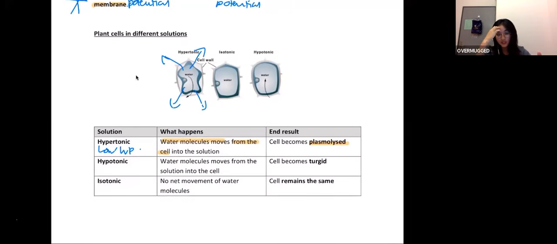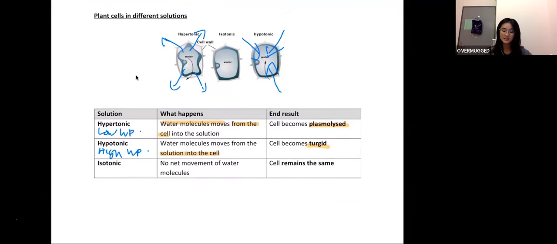Then for hypotonic, it's just the opposite. It's very high water potential. For example, distilled water, very dilute sucrose solution, dilute Milo, dilute anything. Hypotonic has high water potential. So water is going to move from the solution into the cell. What's going to happen? It's going to start swelling and it becomes turgid. Then last one, isotonic, is the same water potential. So no net movement, no change.